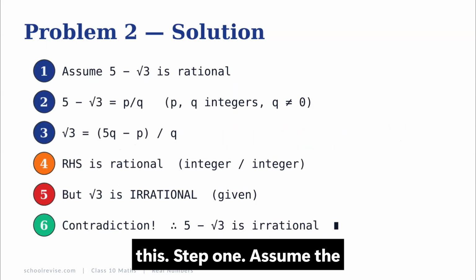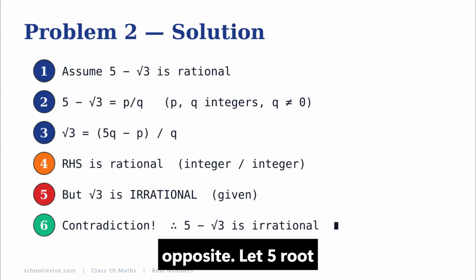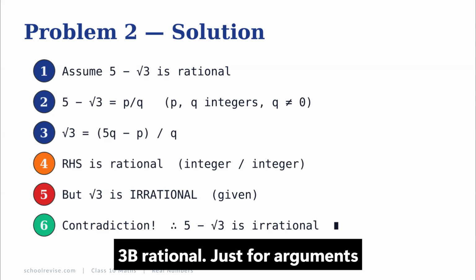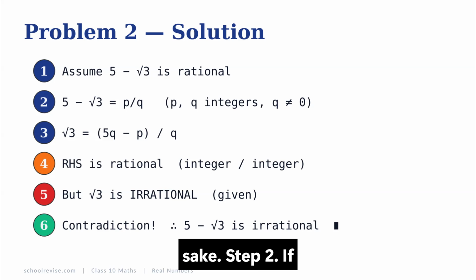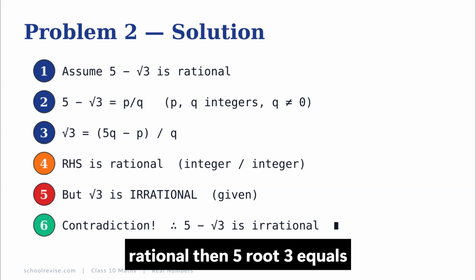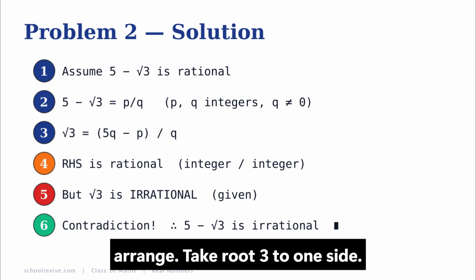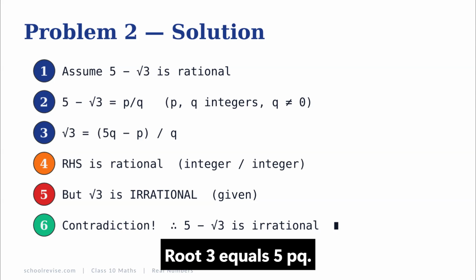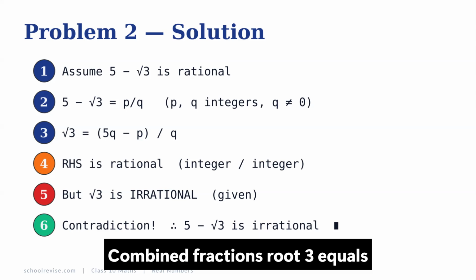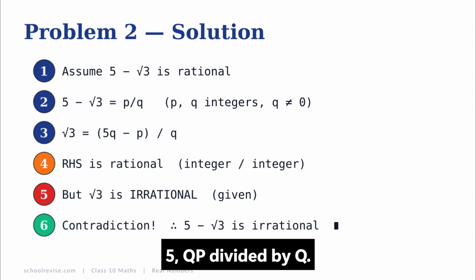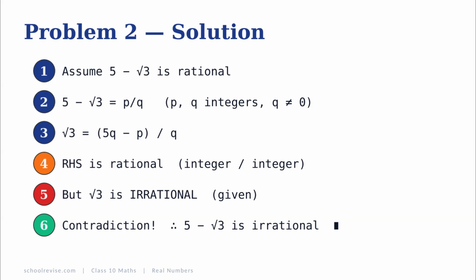Step 1. Assume the opposite. Let 5 minus root 3 be rational, just for argument's sake. Step 2. If rational, then 5 minus root 3 equals p over q, for integers p and q. Step 3. Rearrange. Take root 3 to one side. Root 3 equals 5 minus p over q. Combine fractions. Root 3 equals (5q minus p) divided by q.